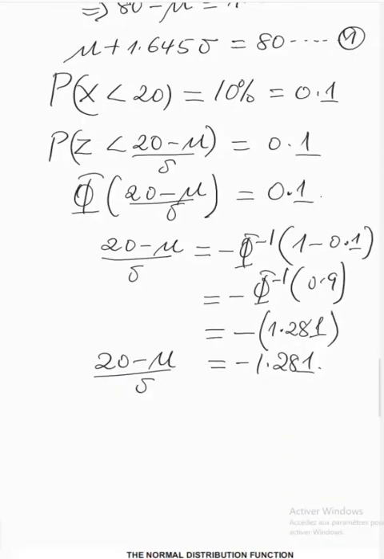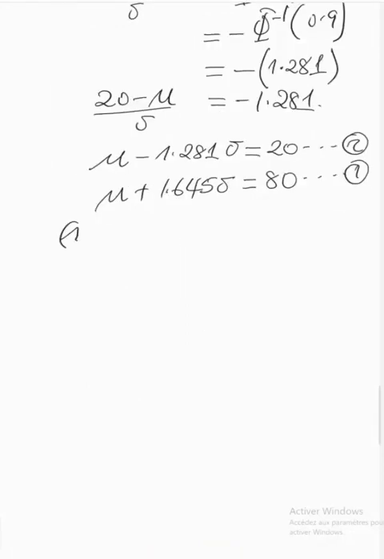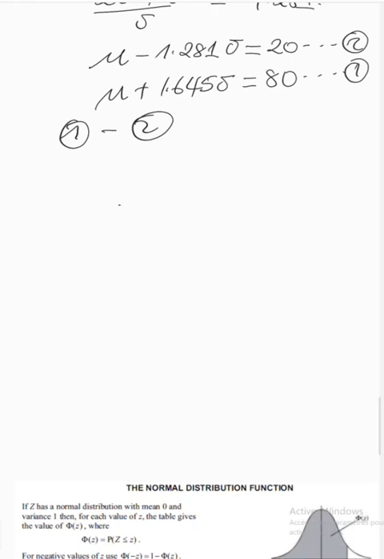Cross multiplying and rearranging, we have mu minus 1.281 sigma equals 20, and that gives equation 2. Remember, we are seeking to solve for mu and sigma, and that will be done simultaneously. We already have 2 equations. So if we take 1 minus 2, mu minus mu, which is 0, 1.645 sigma minus 1.281, that will give us 2.926 sigma, being equal to 80 minus 20, which is 60.